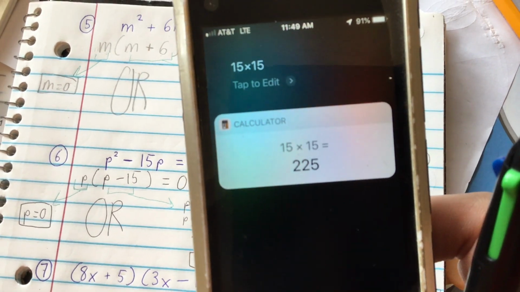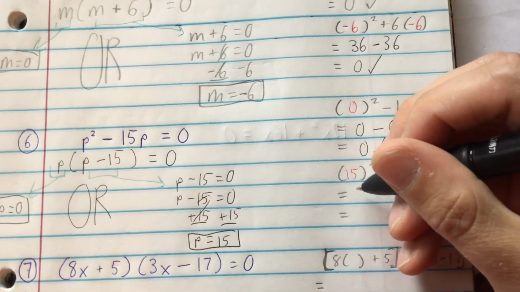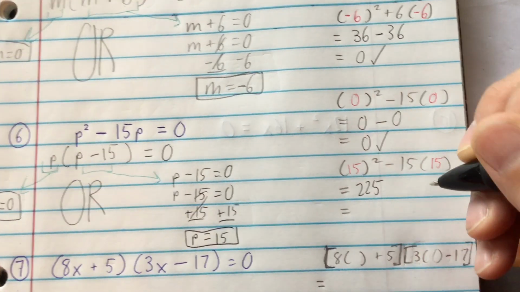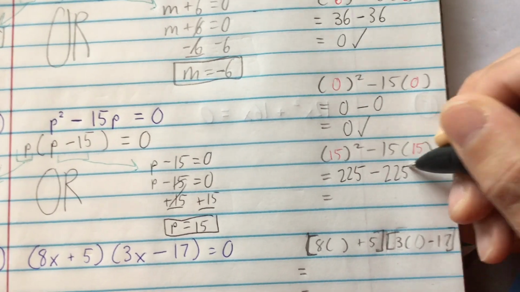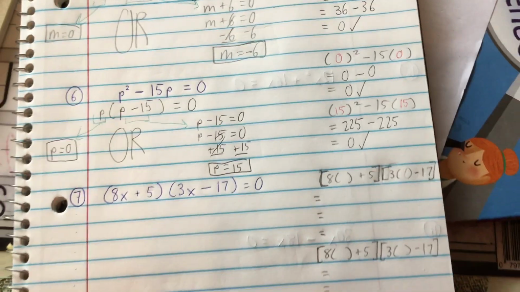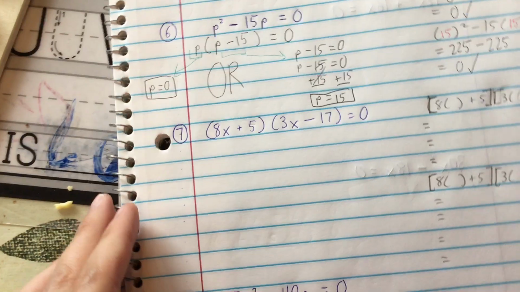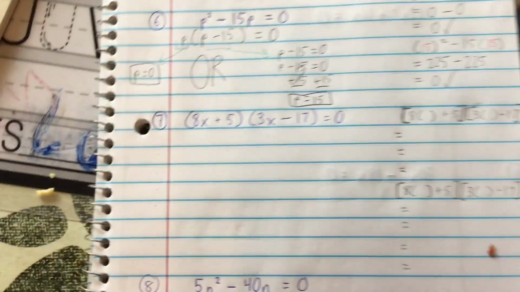It's 225. I love my phone. 15 squared is 225. Well, then negative 15 times positive 15 is negative 225. 225 minus 225 is in fact 0. And I forgot to check my work for a problem like problem number 7, so I'm going to do that on the right side when we're done.